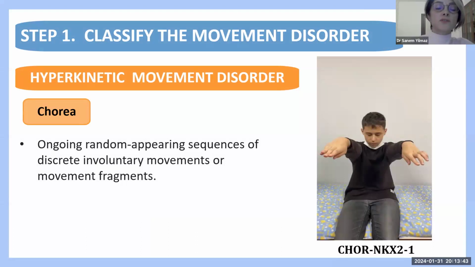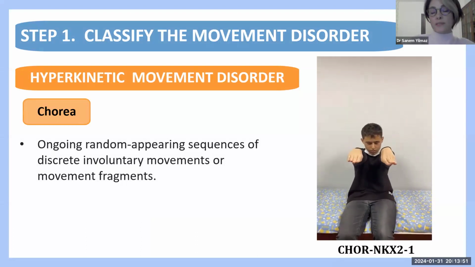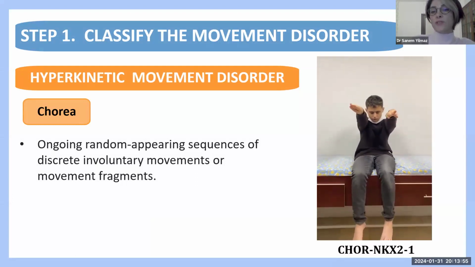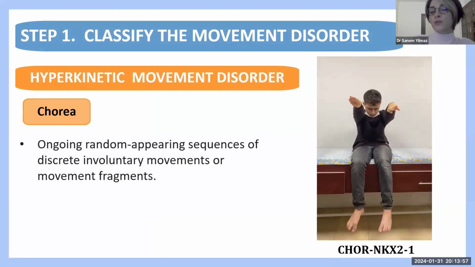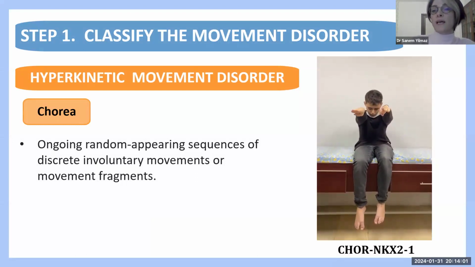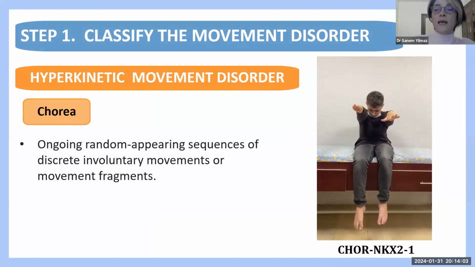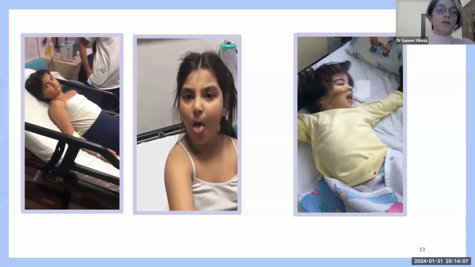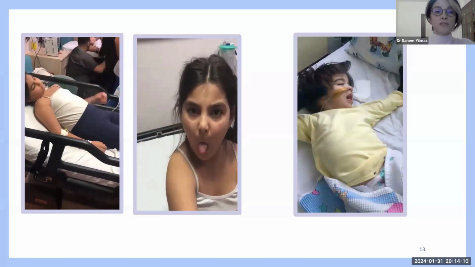And the next movement disorder is chorea, and chorea is described as ongoing random-appearing sequences of discrete involuntary movements or movement fragments. It can be caused by genetic reasons, which is mainly due to the NKX2-1 gene and benign hereditary chorea. And sometimes it can be the reason for many other serious conditions.